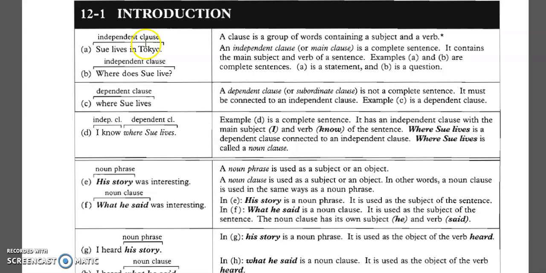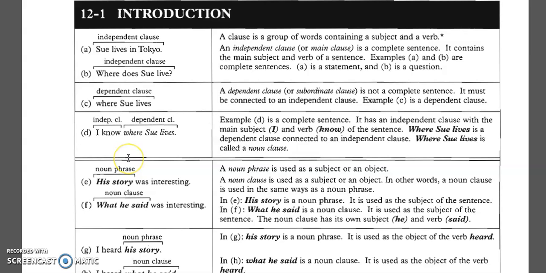In the first example, she lives in Tokyo, and also where does she live? Here is an example of an independent clause. And then this is a dependent clause. On D, it consists of an independent clause and a dependent clause. Now, the dependent clause here is a noun clause. I know where she lives. Now, here, where she lives is a noun clause which plays a role as an object of the verb know. Ya, jadi di sini noun clause-nya jadi object.